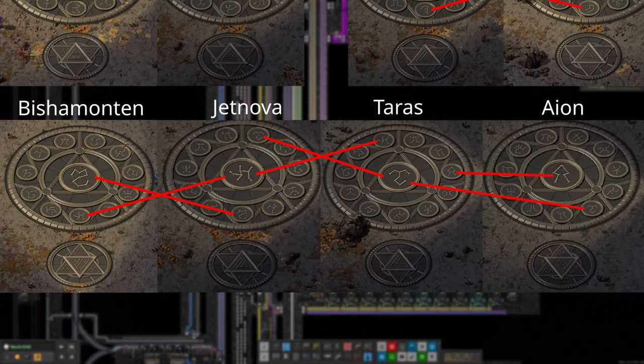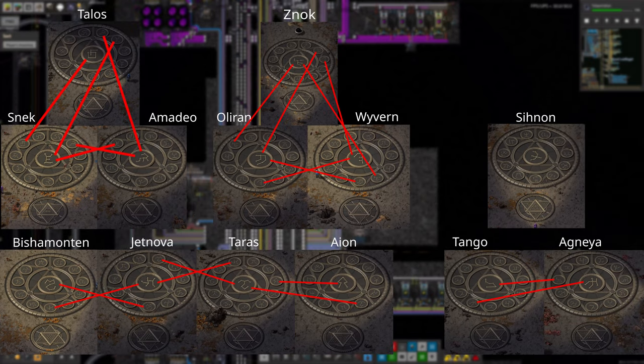Across the bottom with Bishamonten, Jet Nova, Terras, and Ion, these are also grouped together in that they are all linked, but they're linked sort of in a line. There's no cross links between them. So for example, Terras and Bishamonten are not linked together. Jet Nova and Ion aren't linked together, and so on and so on. So this makes me think they're in a line, whereas the other ones are in little clusters. Tango and Agnea are just a pair. Sinon is all on its own over there on the edge, which is very, very sad.